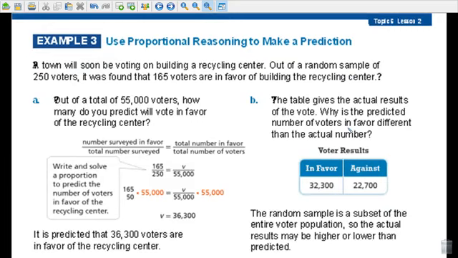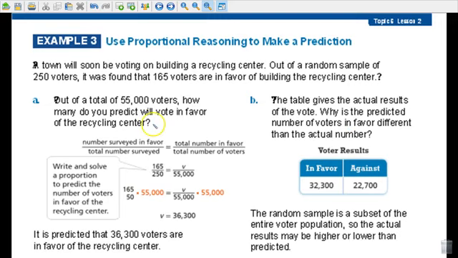So moving on to example 3, we're actually getting into math. We're not just dealing with vocab words now. Example 3, use proportional reasoning to make a prediction. This goes back to proportions. We did this in topic 3. Hopefully you guys remember that. I don't know if I have any videos. Maybe I do have some videos. You guys can go back and check them out.